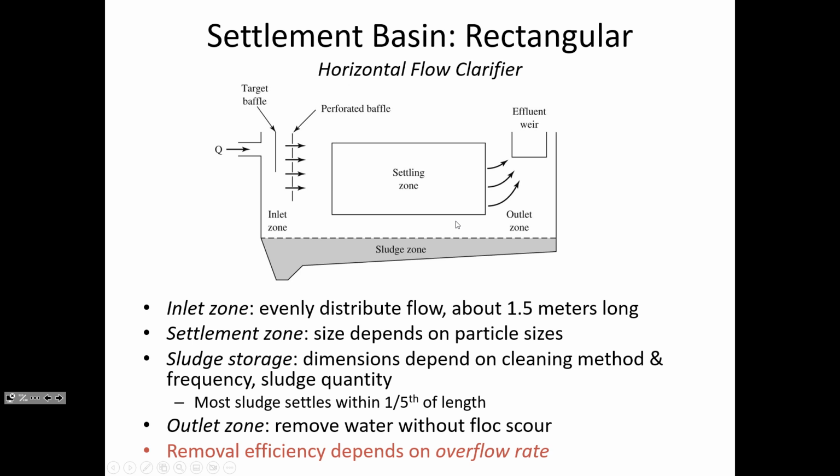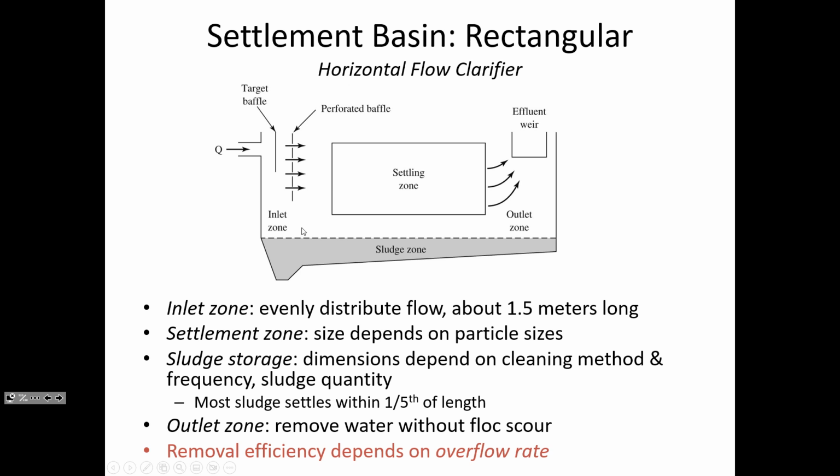But there are going to be really small particles that take the entirety of the clarifier to settle. Even if they don't contribute much to the mass, they would have a pretty disproportionately high effect on the turbidity if they were allowed to escape. And so it's really important to differentiate between the mass of the solids that are removed and the number of particles that are removed.